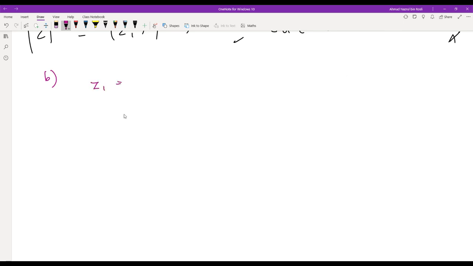Again, Z1 is equal to A plus jB, with angle theta 1, sides A and B, and this is Z1. So tan theta 1 is equal to B over A, the opposite over the adjacent. So we convert to the arctan. So theta 1 is equal to arctan, or tan minus 1, of B over A.